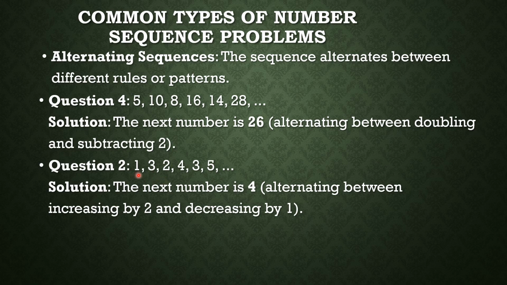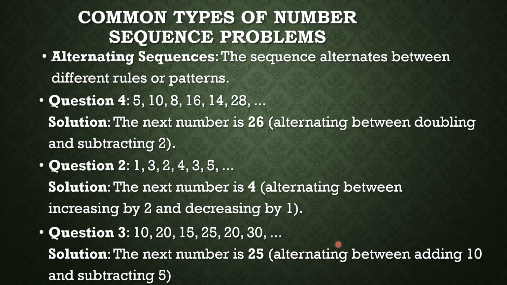So if we see here, it's addition of 2 between 1 and 3, then a subtraction of 1, then again addition of 2, then again subtraction of 1, then again addition of 2. So the next number would be a subtraction by 1, which is nothing but the number 4.